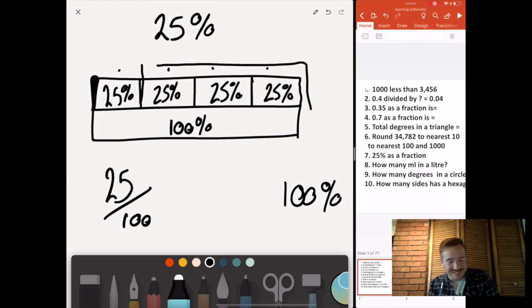What you might be able to see is now that I've split it into 4, I've got 4 equal groups. So my denominator could be 4, and I own one of them. I own this one. So it's a quarter. 25 out of 100, 25% is a quarter.